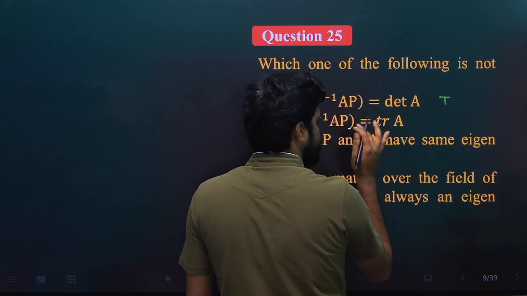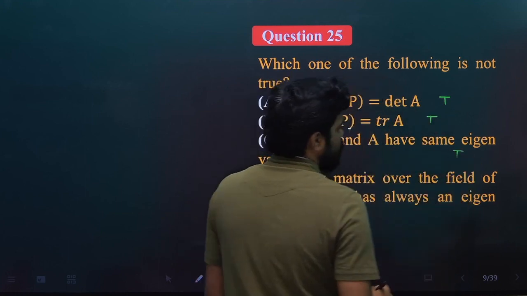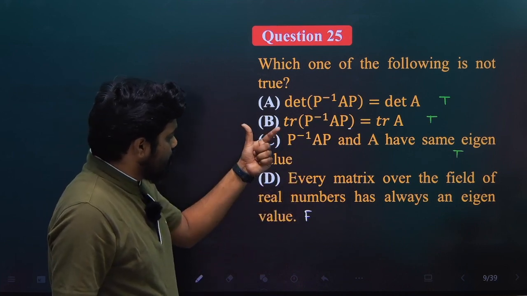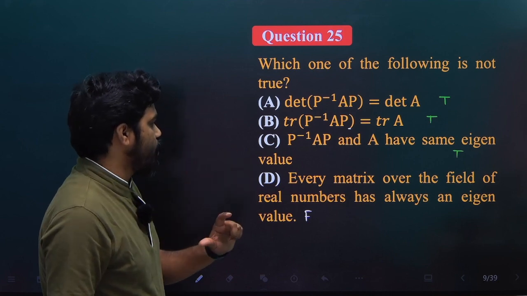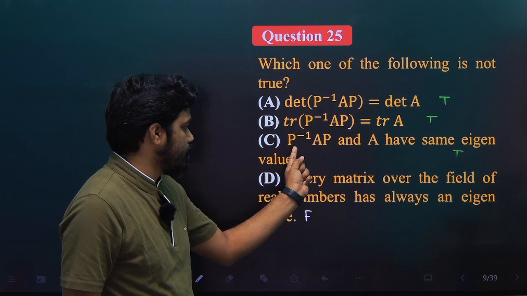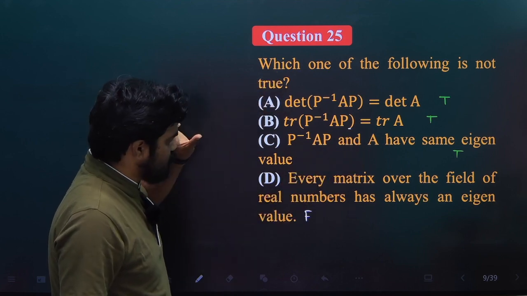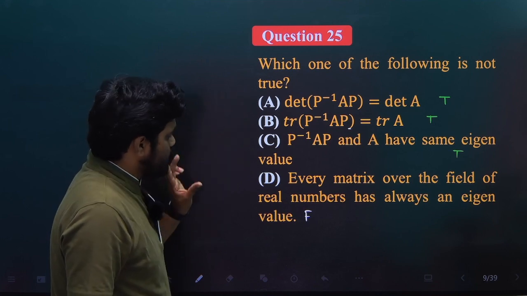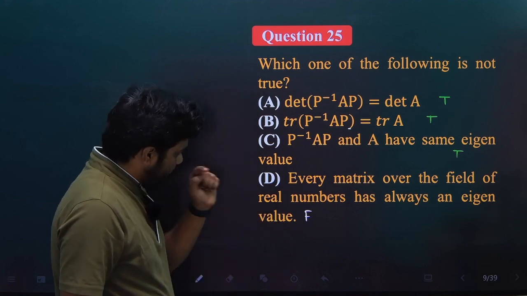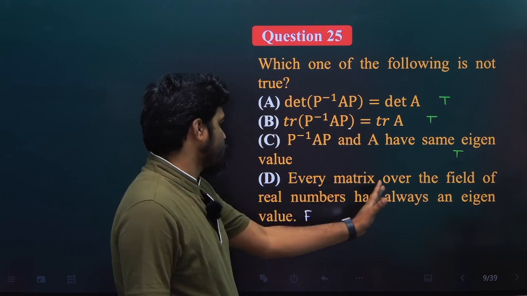Just see, this is true, because similar matrices have the same determinant, same trace, same rank, same eigenvalues. Basically P inverse AP and A are similar matrices, okay? So options A, B, C are true, and option D is false. Why? Every matrix over the field of real numbers, the field we are considering is real, has always an eigenvalue.